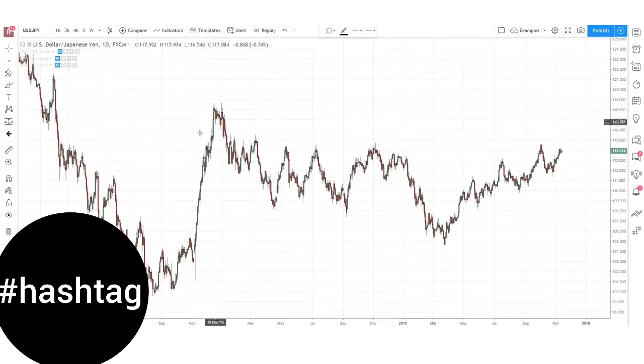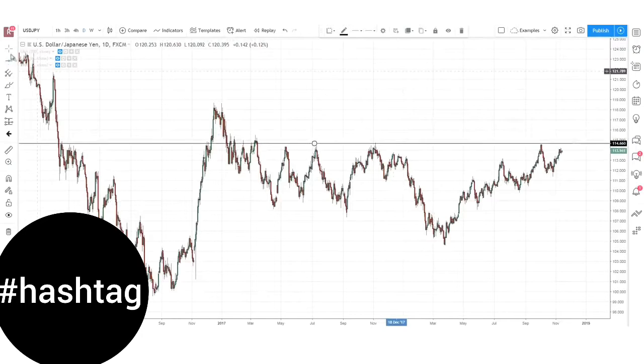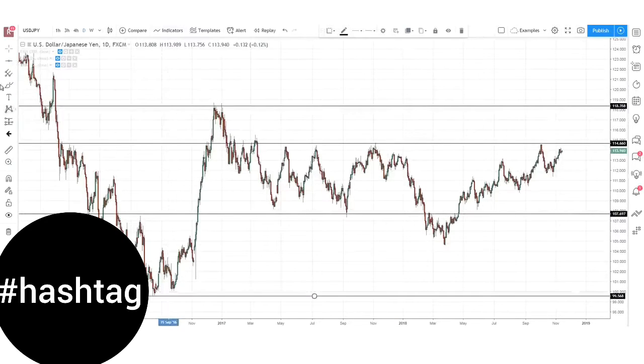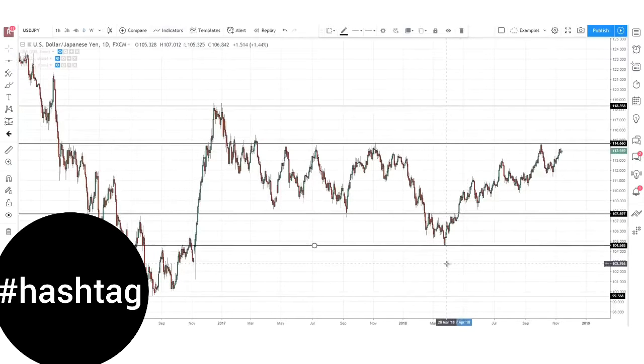Zoom out already. Draw the most obvious levels. I'm going to draw this. This is obvious to me. This. This. And this. Okay, so you can see that I do it very quickly. I just draw the most obvious levels. If it's there, it's there. If it isn't, move on.